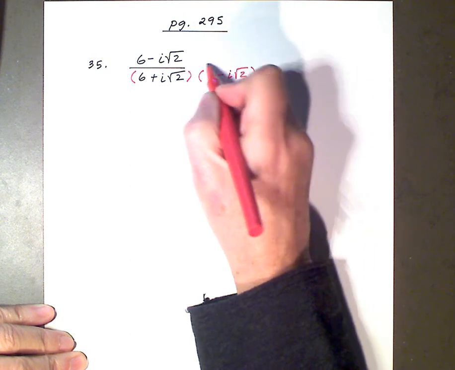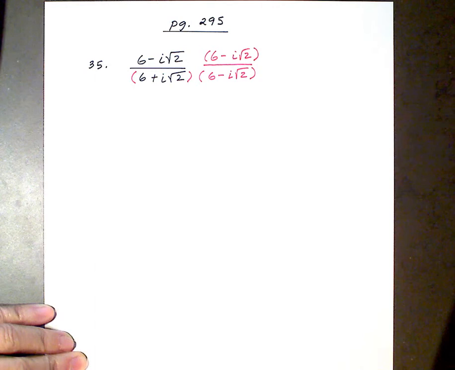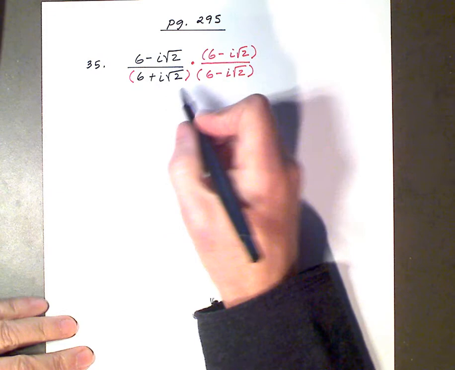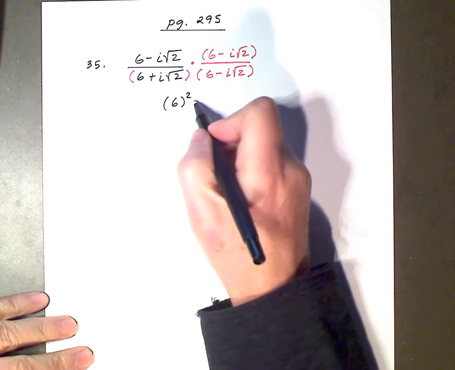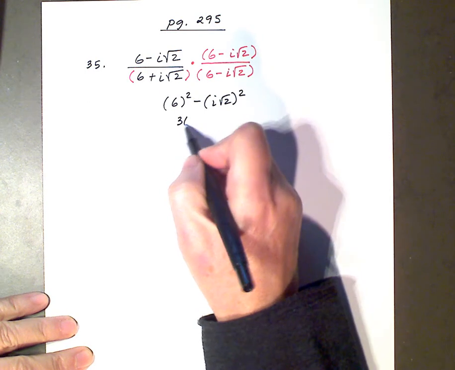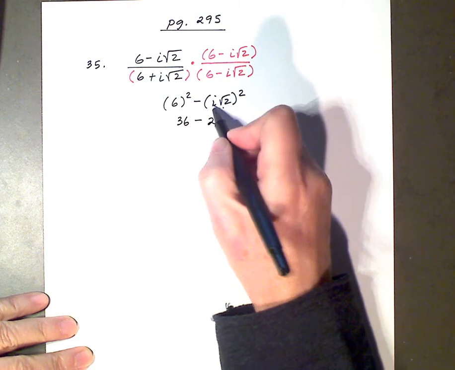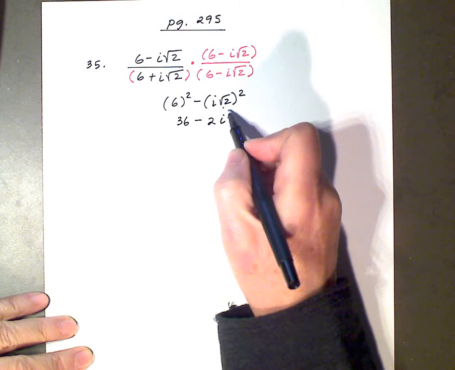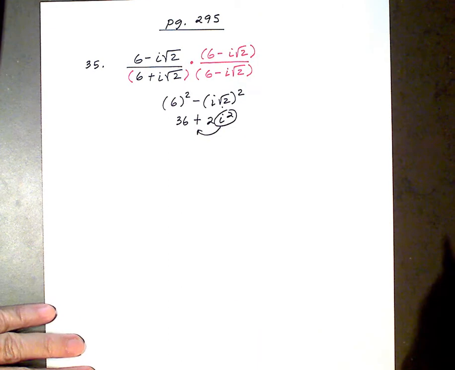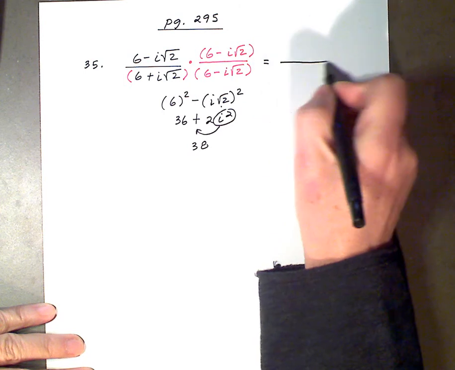So I have to do the same thing in the numerator, so I'm multiplying by 1 in the form of conjugate over conjugate. In the denominator, of course, I'm going to get first term squared, so 6 squared minus the i root 2 squared. So that's going to be 36 minus... when I square the square root of 2, I get a 2, and then i squared is, of course, negative 1. So that's going to change that sign to plus. So 36 plus 2 is 38. So I'll have a 38 in my denominator.